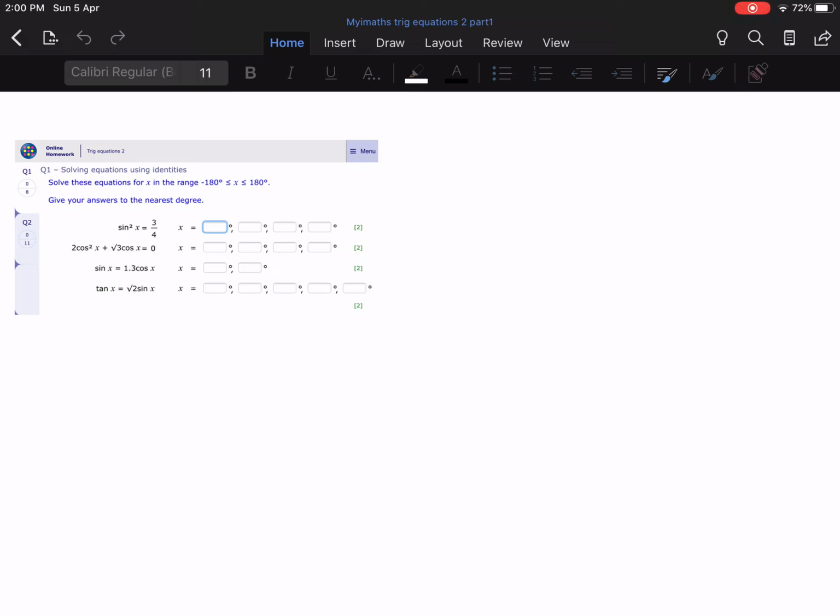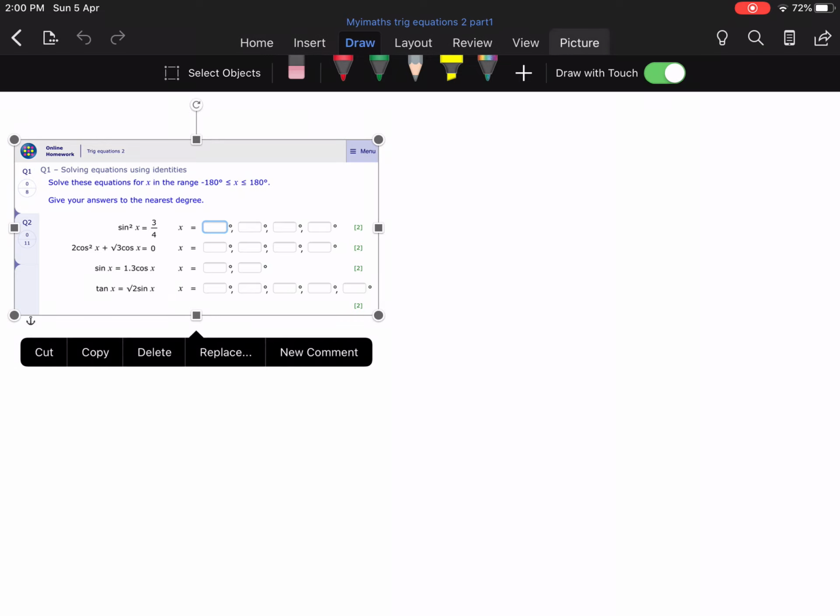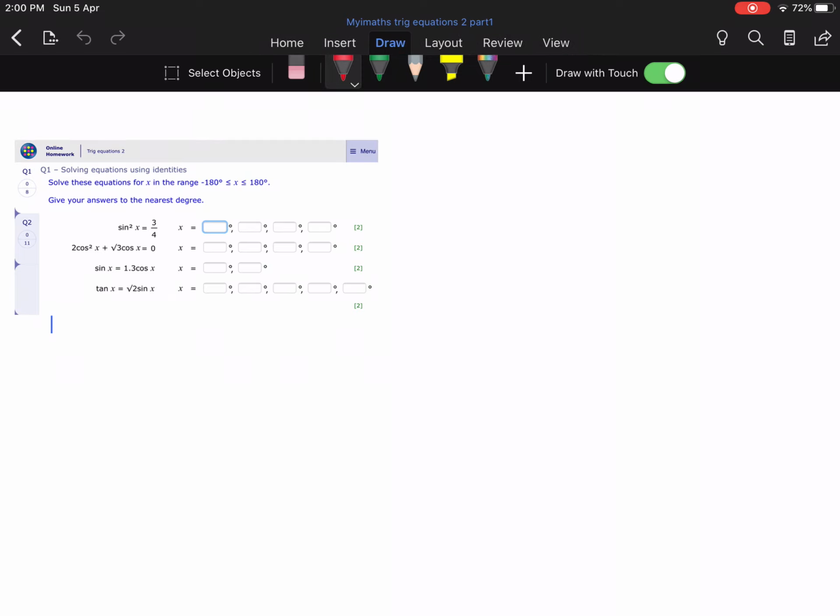Question 1, I'm not going to spend time on because that's one of the easier ones from the textbook in terms of when you do the square root. A lot of you just need to remember that when you do the square root, it's going to give you the plus and minus of root 3 over 2. So when you work out your angles, you have to do it for plus root 3 over 2 and negative root 3 over 2, which gives you 4 different answers.